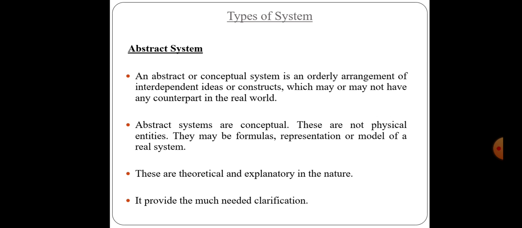Next set of systems are abstract systems. An abstract or conceptual system is an orderly arrangement of interdependent ideas or constructs which may or may not have any counterpart. So, these are conceptual in nature and they do not have any physical entities. They can be in the form of formulas, models, concepts, representations and so on, and these are theoretical and explanatory in nature. So, it provides the much needed clarification.